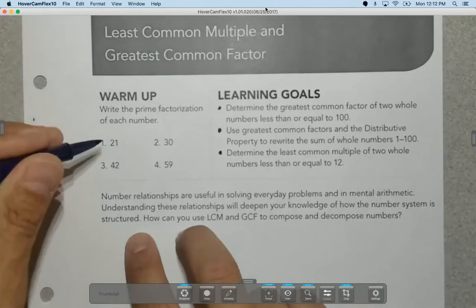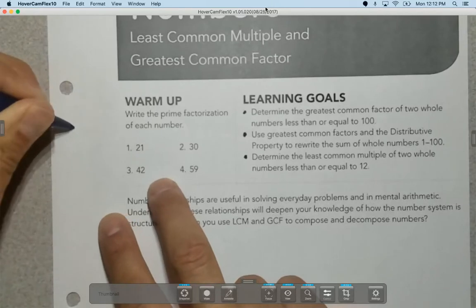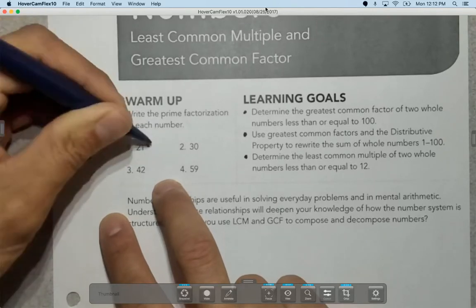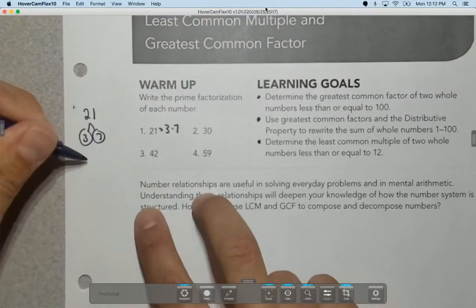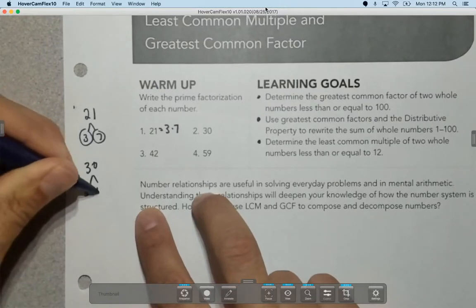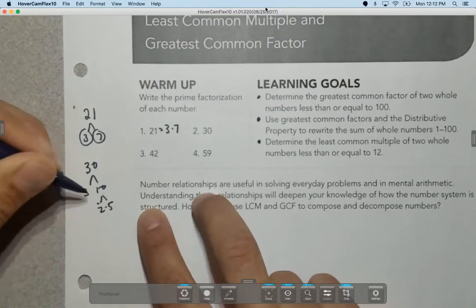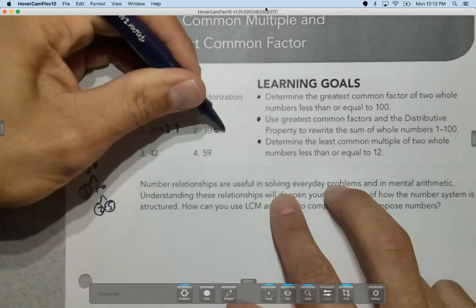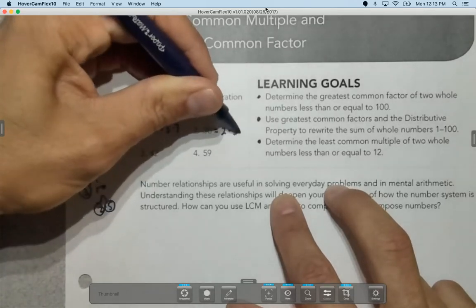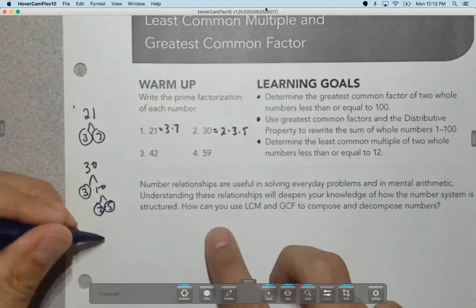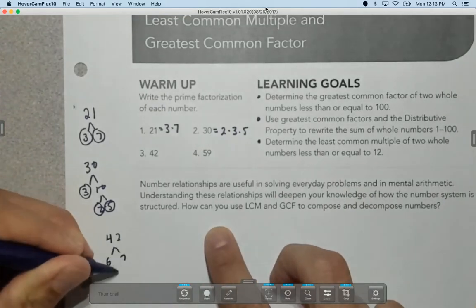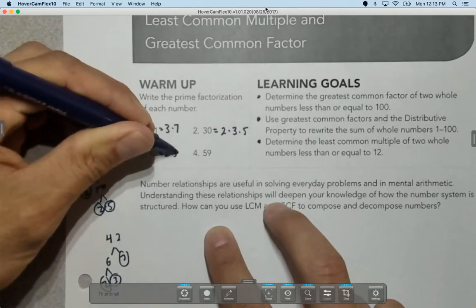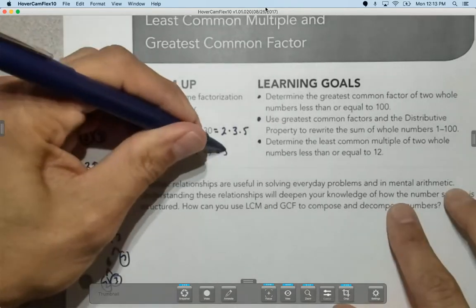Write the prime factorization for each number. I can make a factor tree if I need to. I don't have to, though. And so I know the prime factorization for 21 is 3 times 7. For 30, we have 3 times 10 and then 2 times 5. And I know these are prime factors when they just have two factors, 1 and the number itself. All right, 42. It's going to be 6 times 7, and then it'll be 2 times 3. And then my prime factorization will be 2 times 3 times 7. And then 59 is just 59 because it is a prime factor.